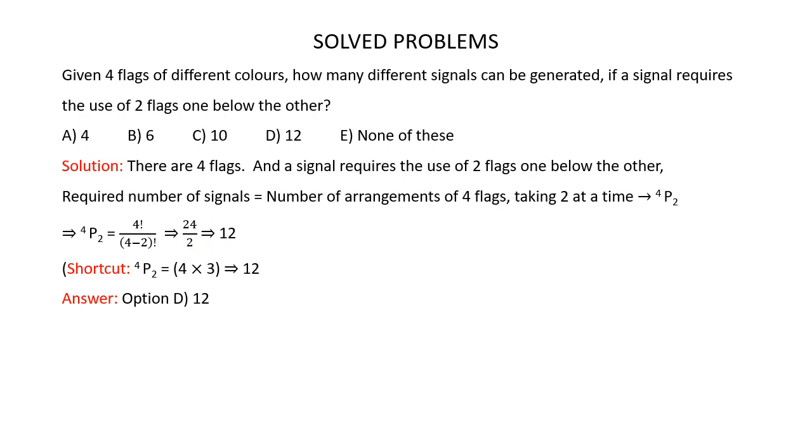Now we can find the value of 4p2 using the shortcut method. Here, starting with 4 in descending order, there has to be a multiplication of two numbers. So 4p2 is equal to 4 multiplied by 3, which is nothing but 12. So 12 different signals can be generated from the four flags of different colors. So the correct answer is option D, 12.